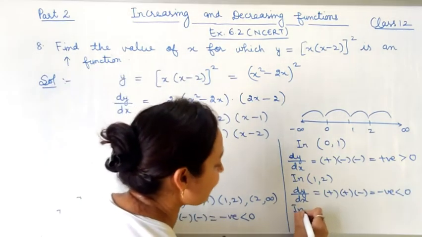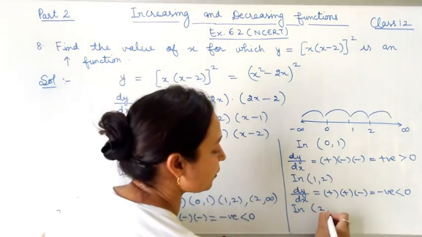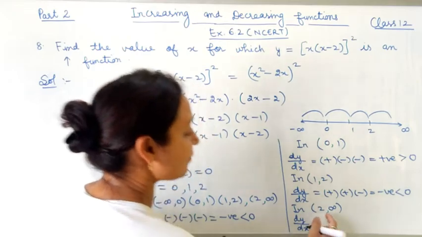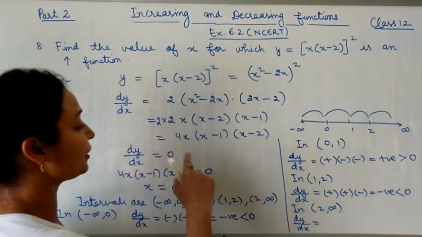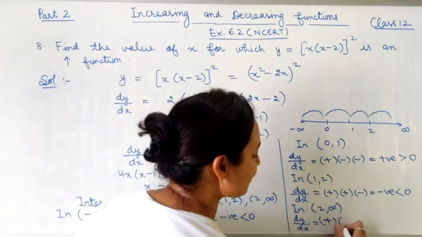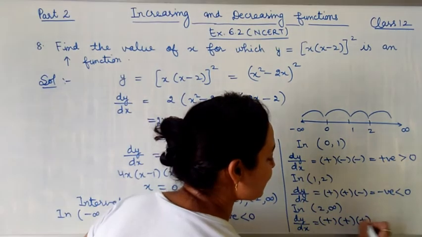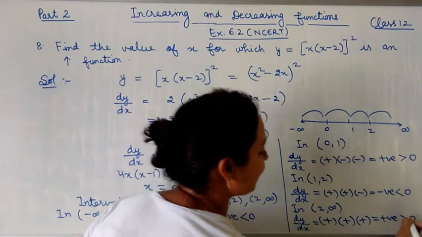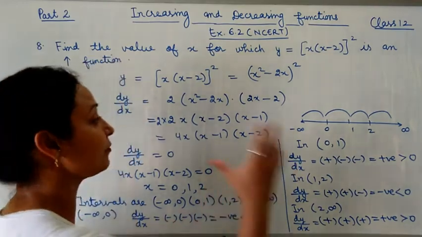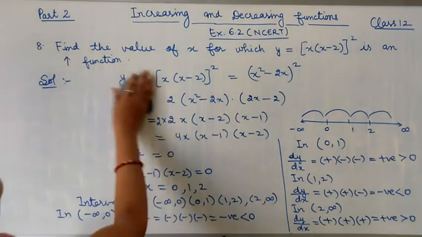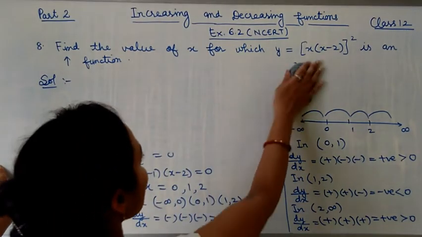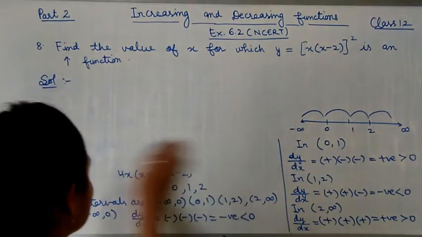Now last, in interval 2 to infinity, I will take 3 in between. The three values are positive, positive and positive, so it is ultimately a positive sign, greater than 0. That means I want to find the interval in which the given function is increasing. So I will write f of x is increasing.